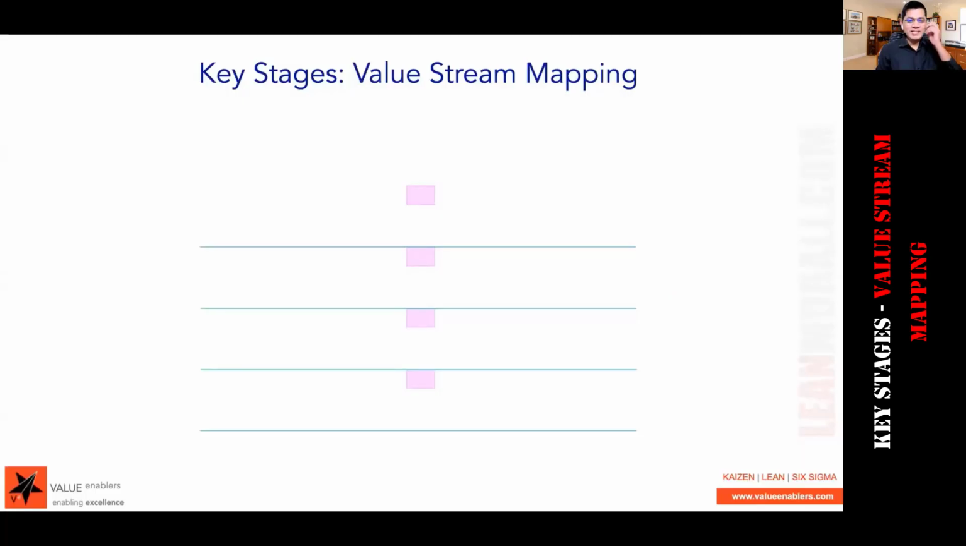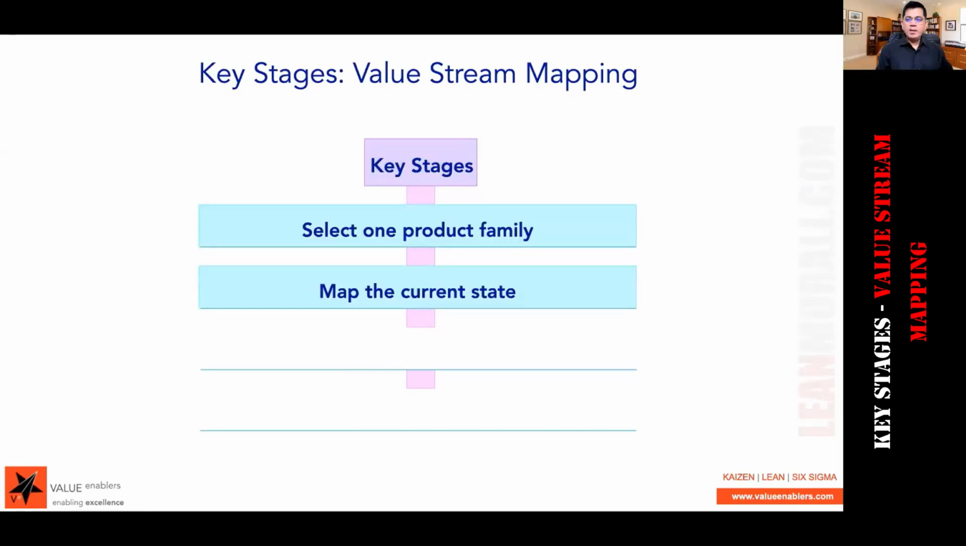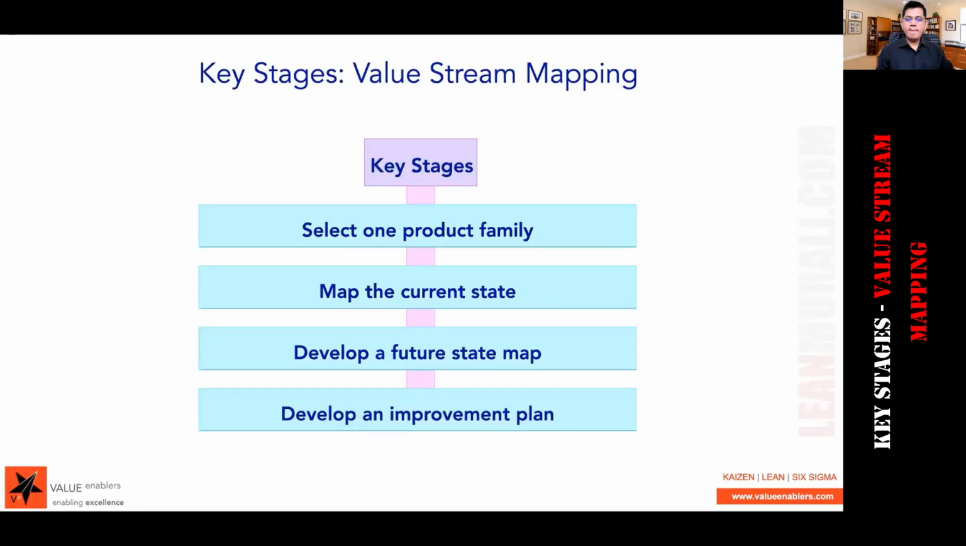Okay, let's see the key stages in value stream mapping. What are those key stages? Very simple stages. Select one product family, map the current state, develop a future state, and develop an improvement plan.